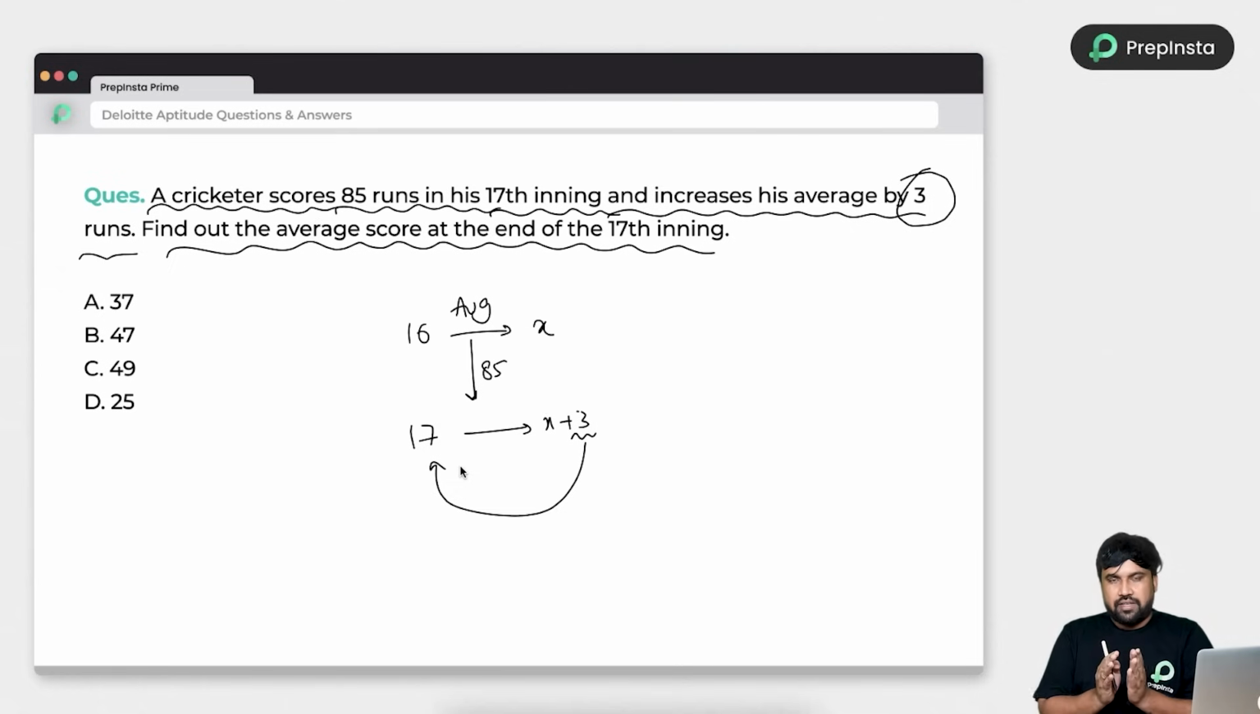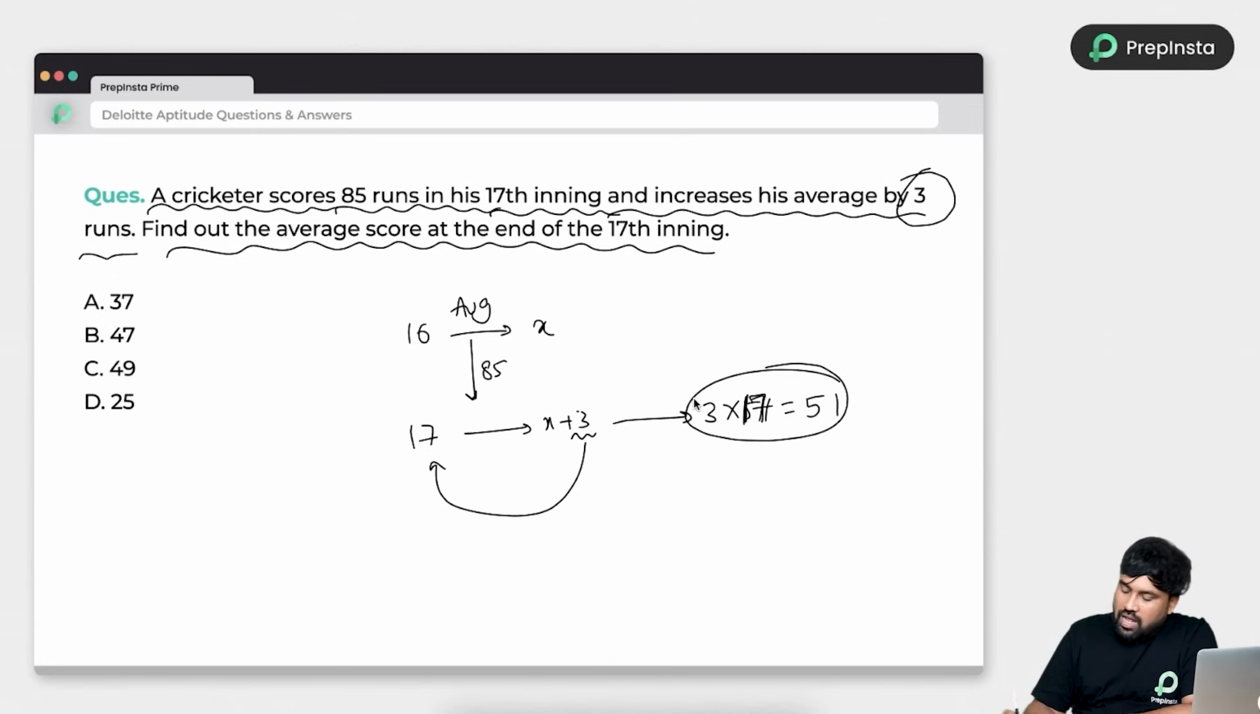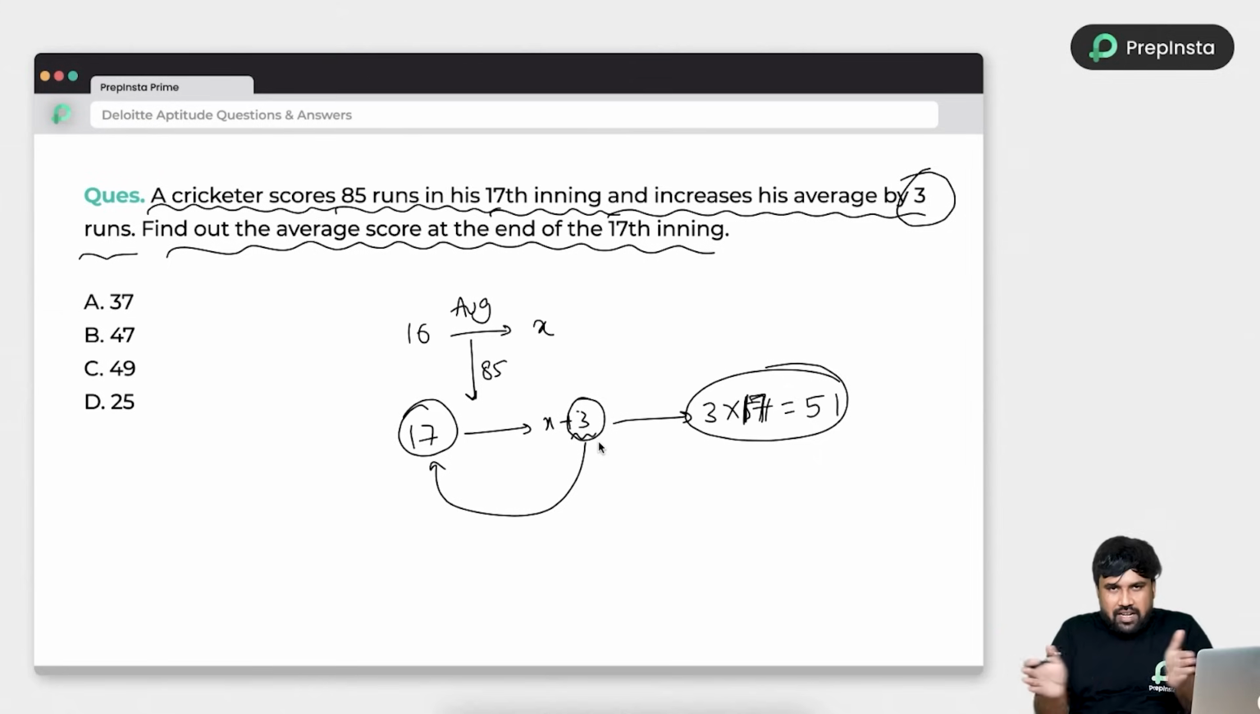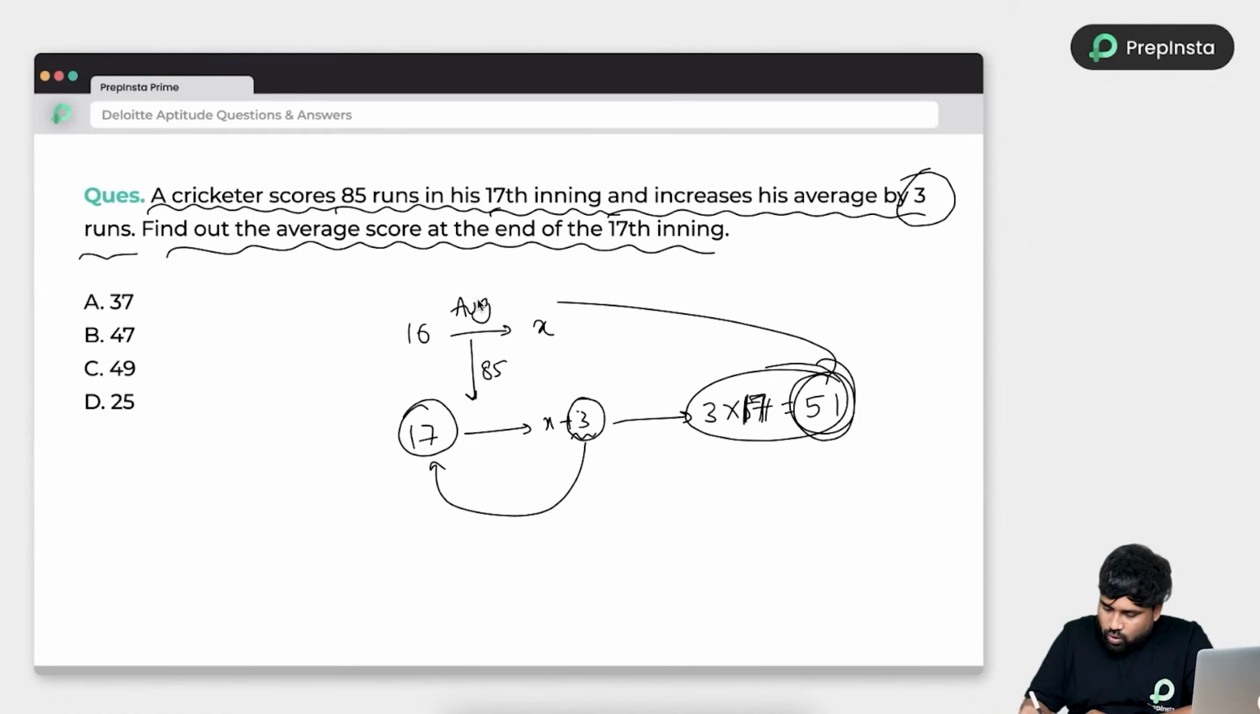Remember, in the average, if the average increased by 10, each element in the list also increased by 10. This is the statement you need to learn while learning the averages. So simply 3 into 17, which is equal to 51. So every match increased by 3 means total 17 matches, additional runs is 51. This additional 51 runs is scored in 17th innings. So 85 minus 51, the answer is 34.